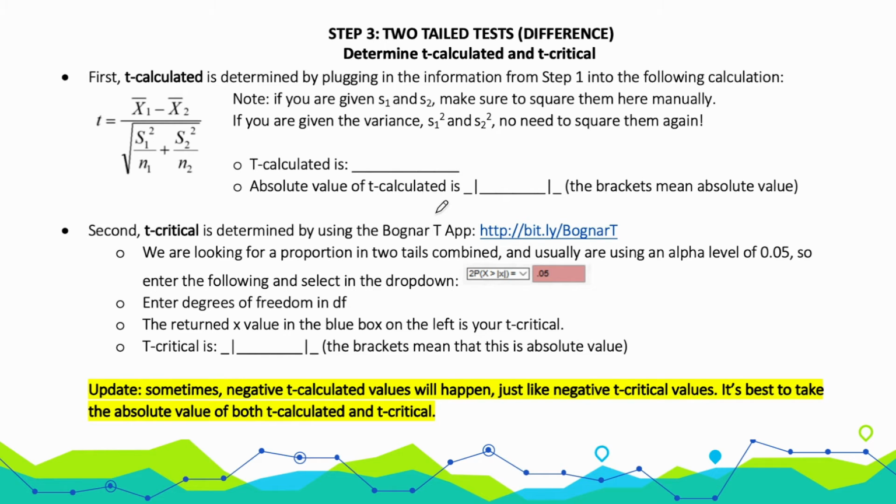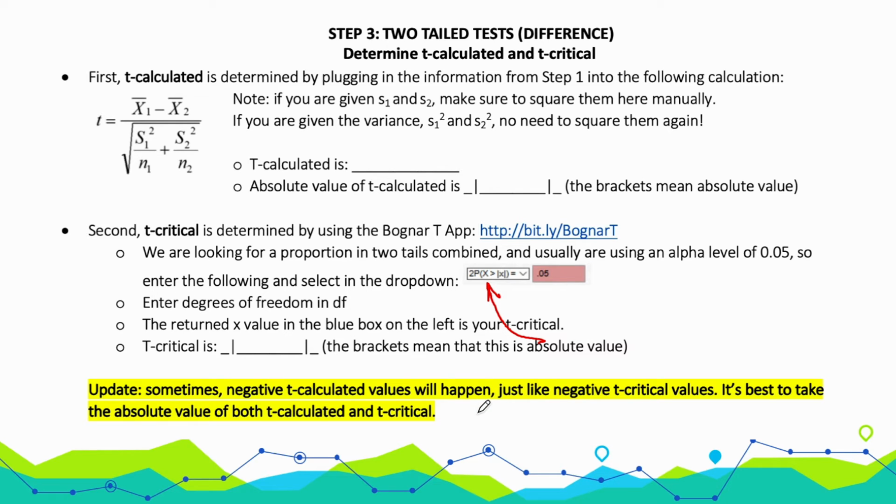Second, t-critical is determined by using the Bognar T app, and you have this link, but here it is again in short form. We're looking for a proportion in two tails combined. We're usually using an alpha level of 0.05, so you enter that into the red box. Make sure to enter your degrees of freedom in the DF box. And in that drop-down, make sure that you select this option. You're telling the app to distribute the probability into the two tails, equally on either side. The returned x value in the blue box on the left is your t-critical value. You can take the absolute value again, just to be sure, and write your t-critical here.